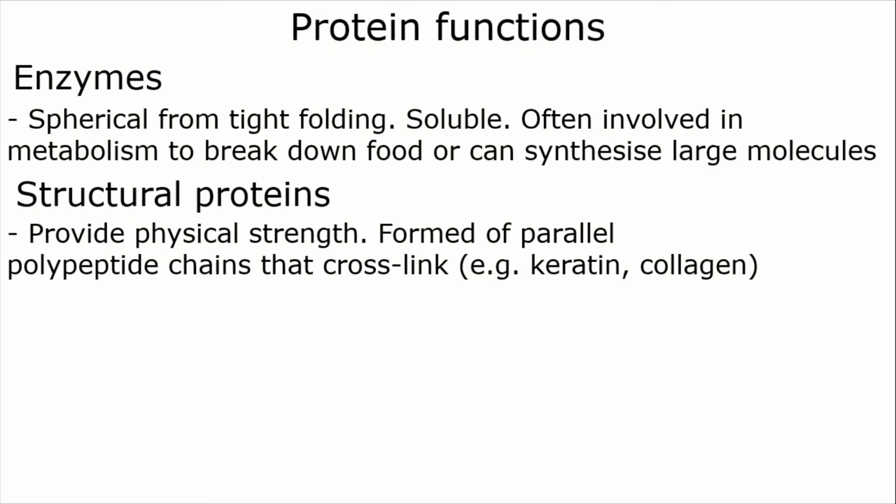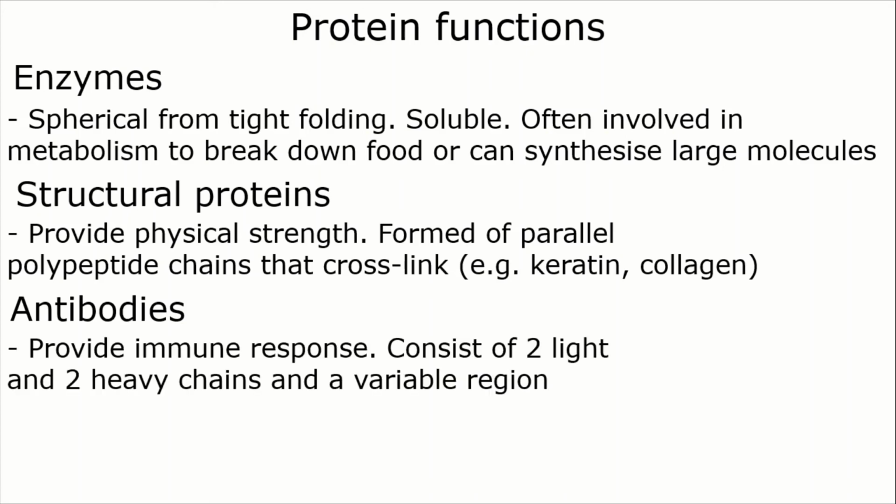So structures like collagen and keratin, which is the substance that's found in your hair and your nails. So proteins can also form antibodies, and these are really important within our immune response. And antibodies consist of 2 light and 2 heavy chains, and they also contain a variable region, which makes them specific to particular antigens. So we can see the structure of an antibody on the right-hand side. It's this Y-shaped protein, and we'll have a look more at antibodies and the immune system in a later topic.